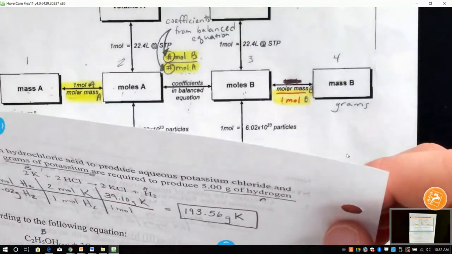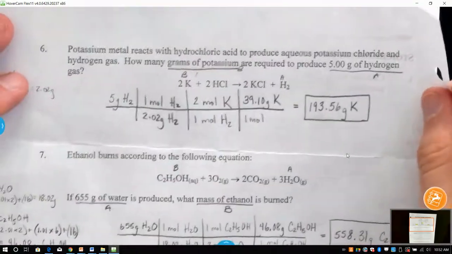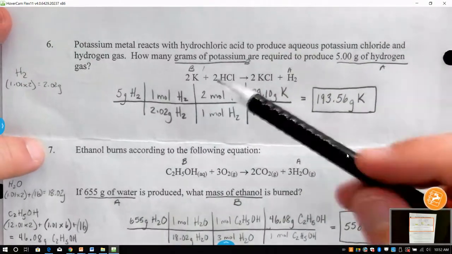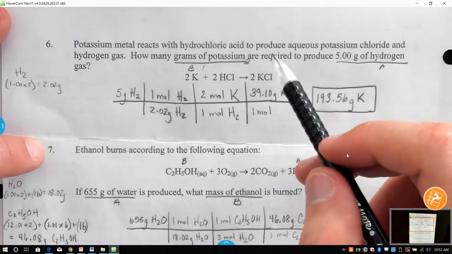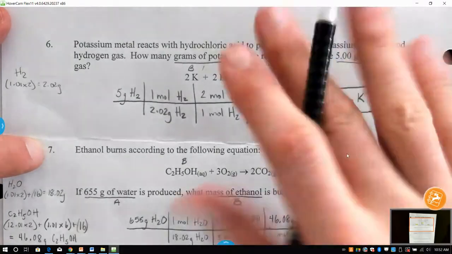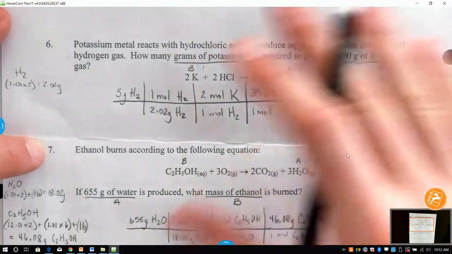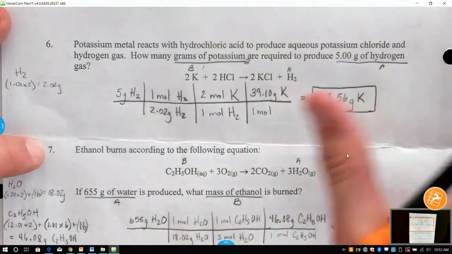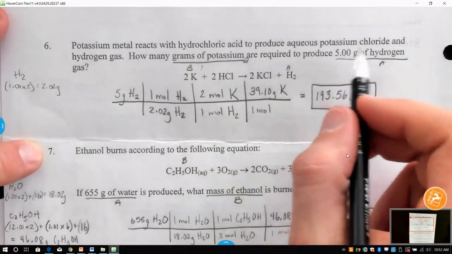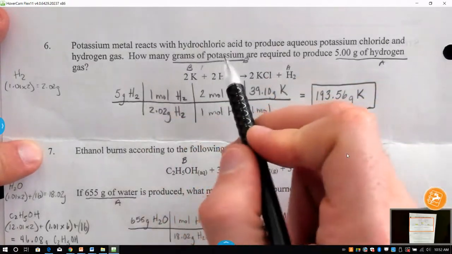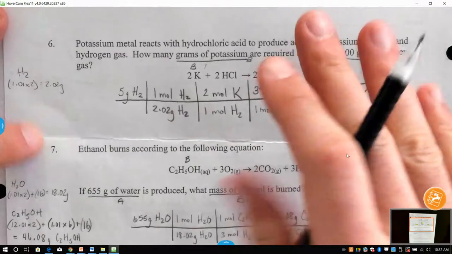Let's see. Some people were unsure about this one here. It says potassium metal reacts with hydrochloric acid to produce aqueous potassium chloride and hydrogen gas. They're like, what? I had some kids read it, and they're like, there's so much stuff, I don't know what the heck. Relax. Again, identify what you were given and what they are looking for. That will be A and B.